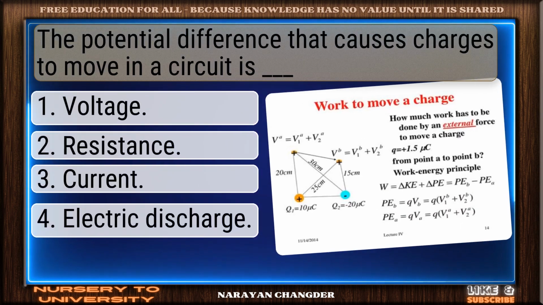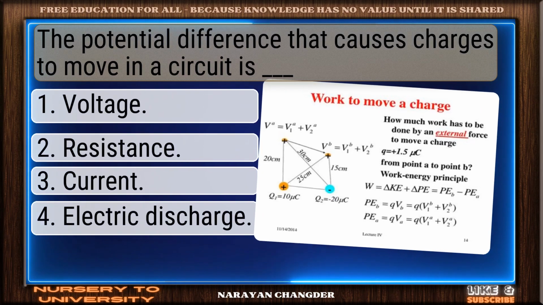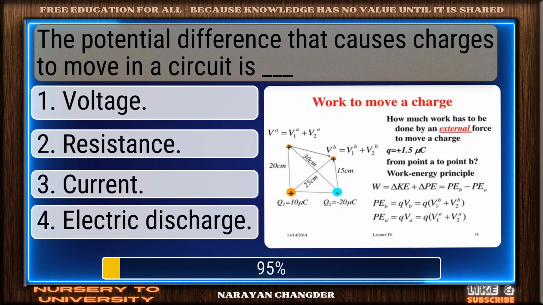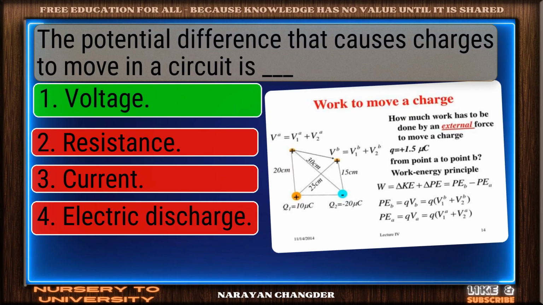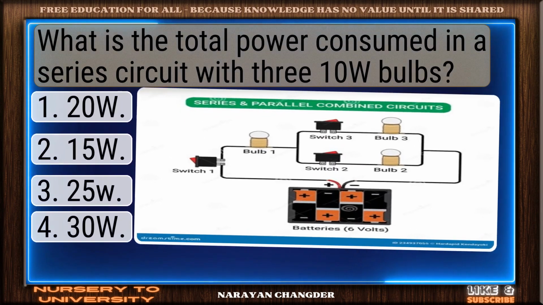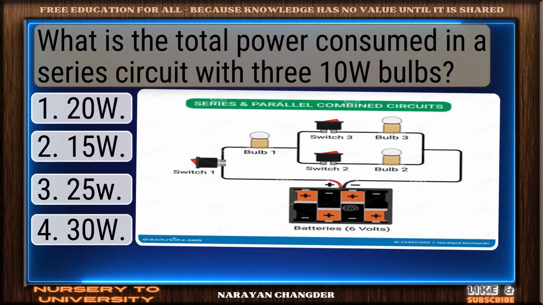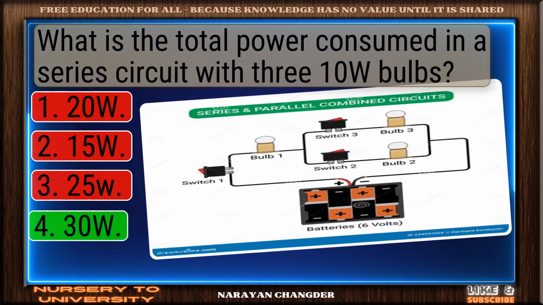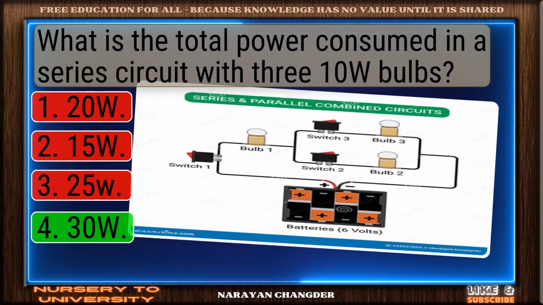The potential difference that causes charges to move in a circuit is dash. Nice selection. Voltage is correct. What is the total power consumed in a series circuit with 3 ten-watt bulbs? Nice work. 30 watts fits perfectly.